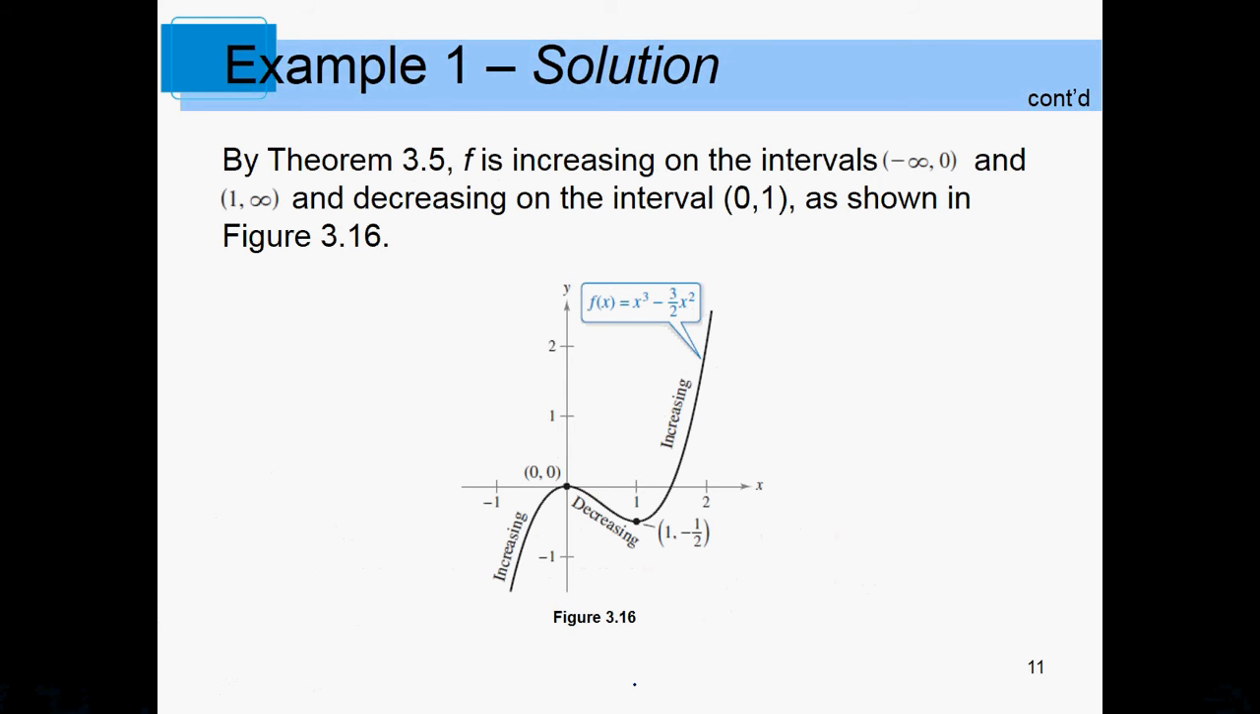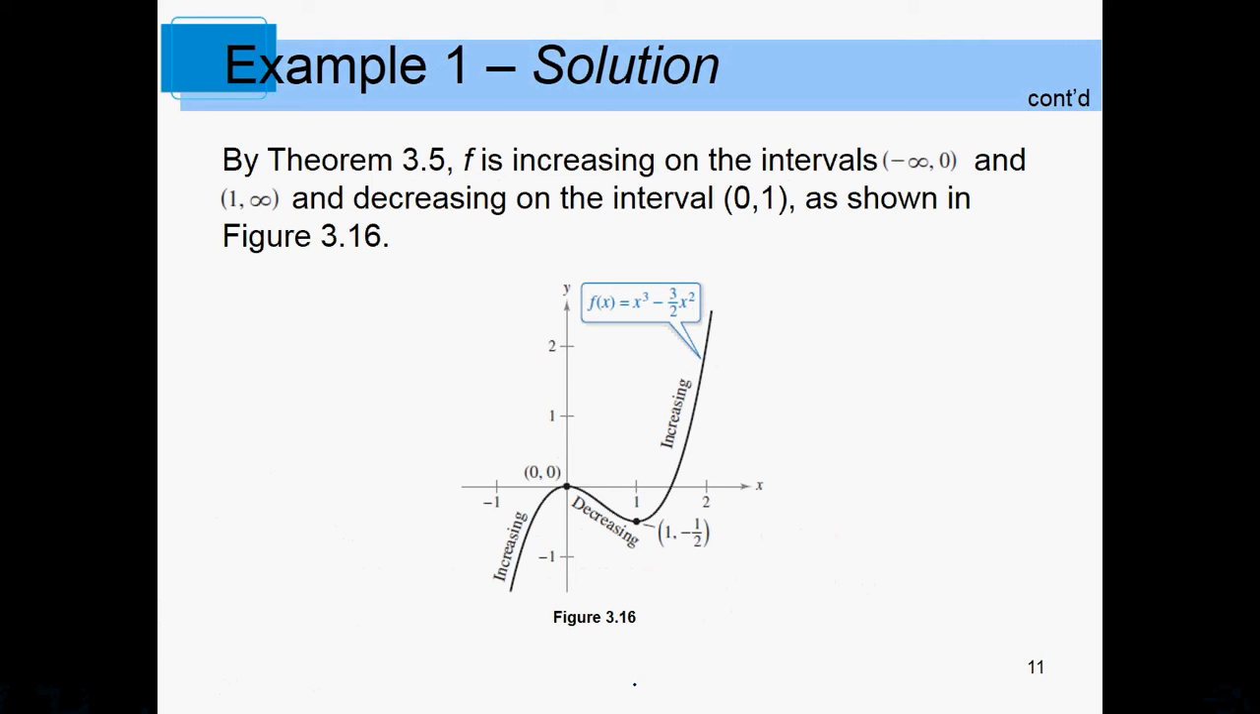And this is what that graph looks like. We knew that it was going to be this kind of S shape because, well, we know it's a cubic, and that's the basic shape of a cubic rising from the left to the right. But we're shown that it's increasing to this point, decreasing, and then increasing. So we had a maximum here and a minimum here.